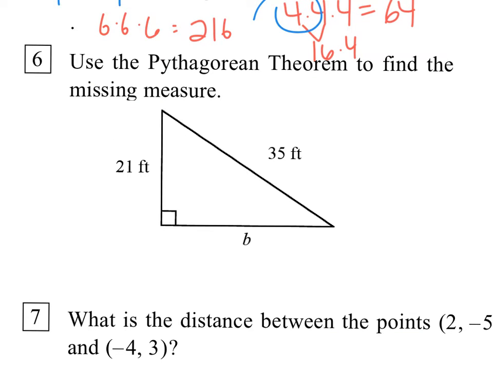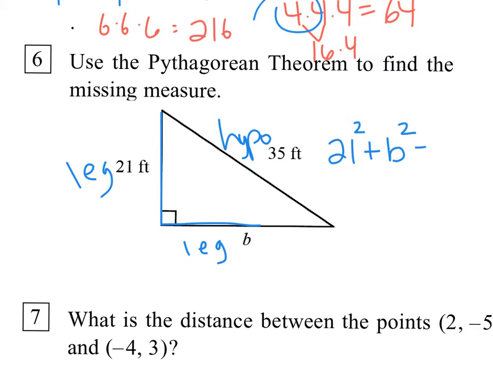All right, number 6, Pythagorean theorem to find the missing measure. Well, let's make sure we find our L. Everybody sees our L. So this is a leg, this is a leg, and this is our hypo. We got this, okay? 21 squared plus b squared equals 35 squared. Set that up. Use your calculator. You could push pause. Go ahead and solve it.